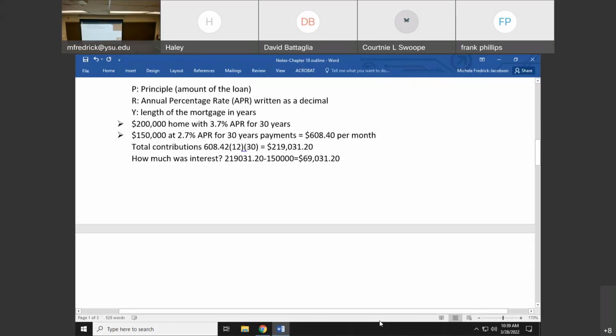Yep. If you make one double payment a year, you can cut 10 years off of your loan, which then drops that interest a lot.